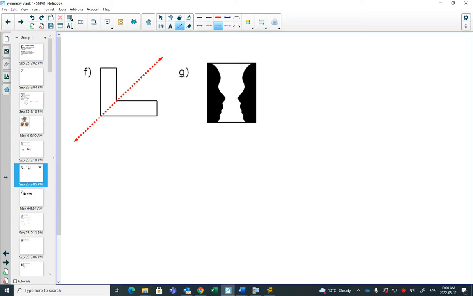Oh, what do you see in G? Two people looking at each other? Or a vase. Famous picture. Oh, you didn't even see?